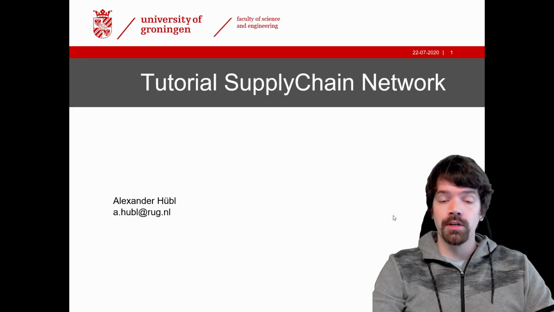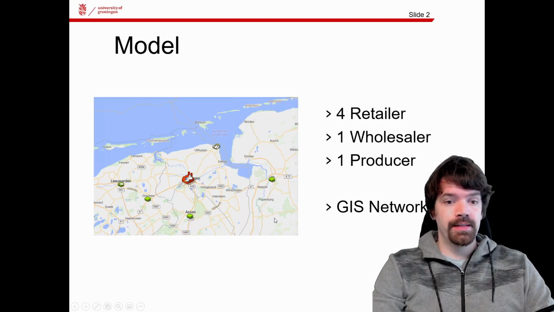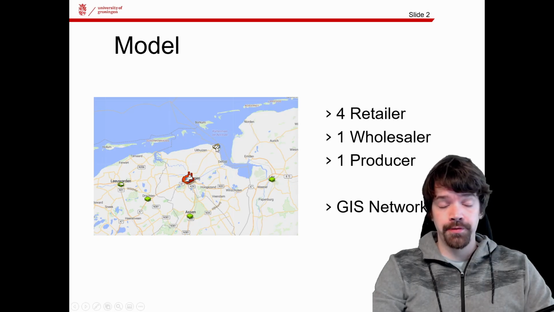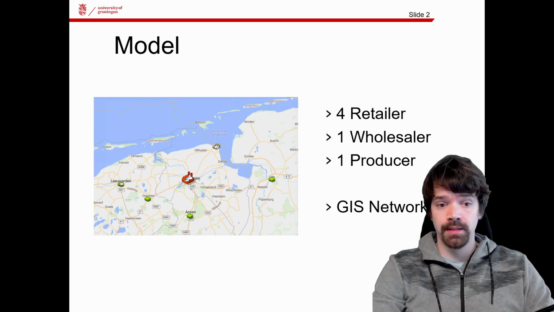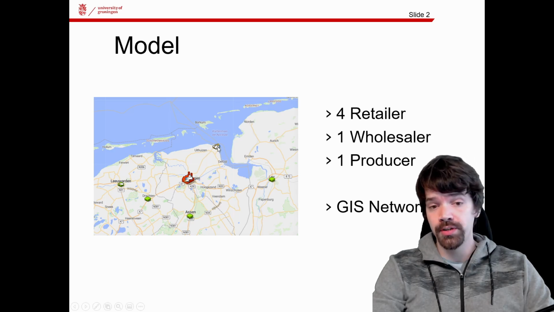So in this tutorial, we are going to model a supply chain network. This illustrates what we are going to do. You can see here in the green houses for retailers. We have in Emshaven a wholesaler located, and the producer is in Groningen. And now the producer sends items to the wholesaler.